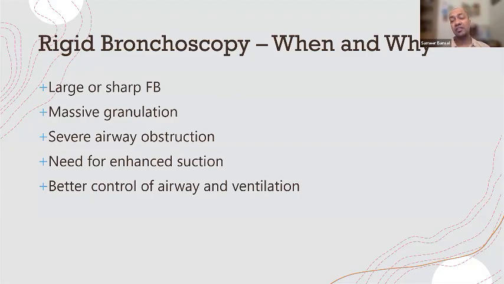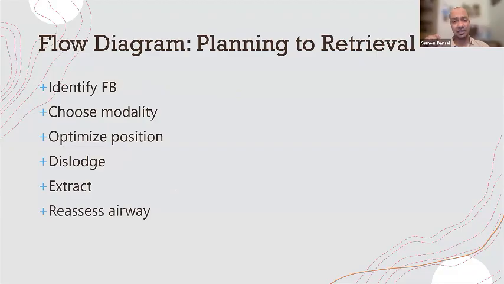And I'm telling you, it makes your life much easier, especially if you're just doing a regular flexible bronchoscopy. It sometimes can cause a lot of trouble, majorly because of your suction channels and all. So rigid bronchoscopy is always preferable in such cases. So these are just basic steps whenever you're planning to retrieve: identify your foreign body, choose the modality according to the foreign body, optimize the position of your scope in relation to your foreign body, dislodge it, extract it, and then reassess your airways.